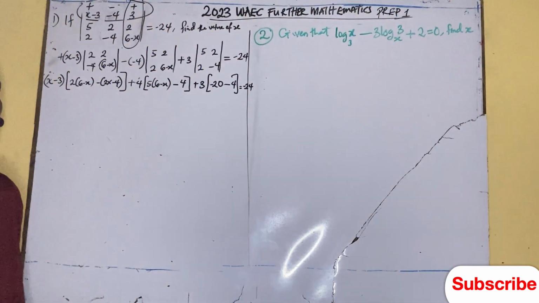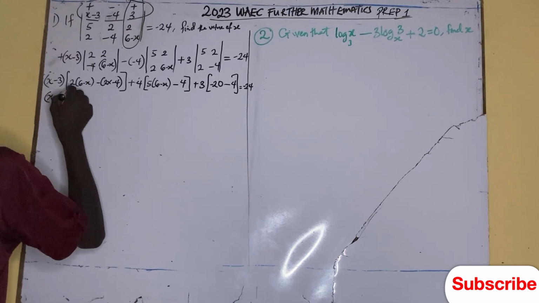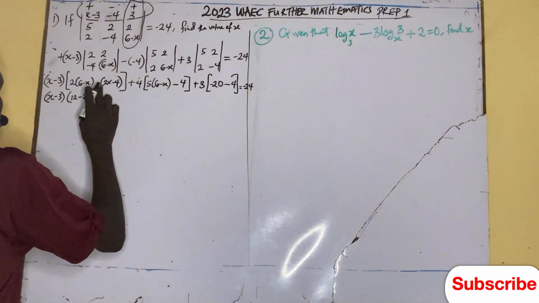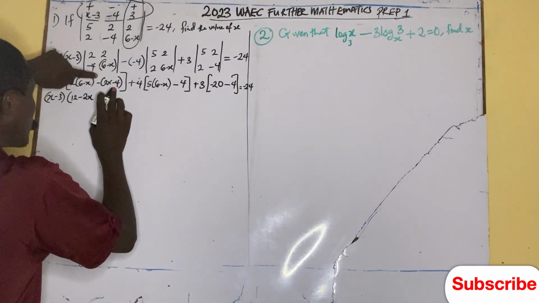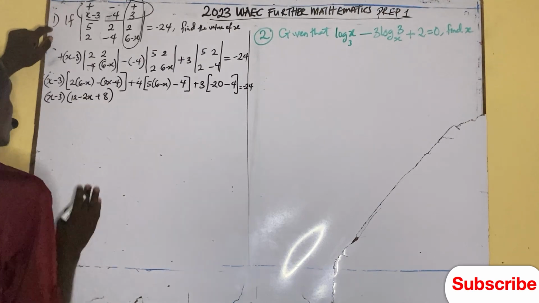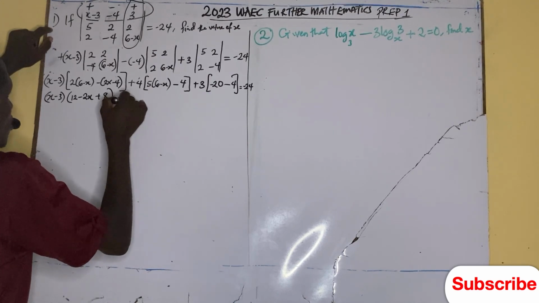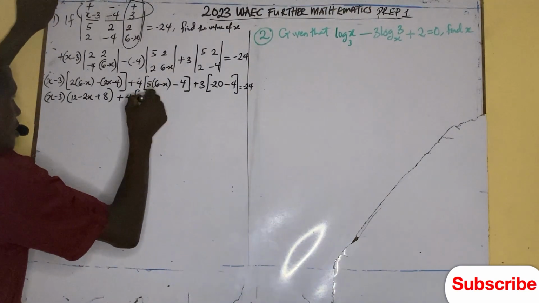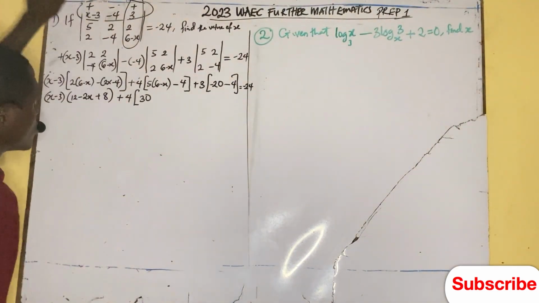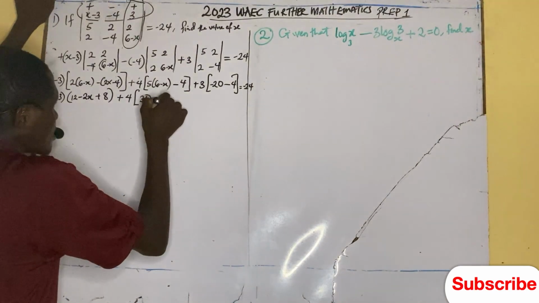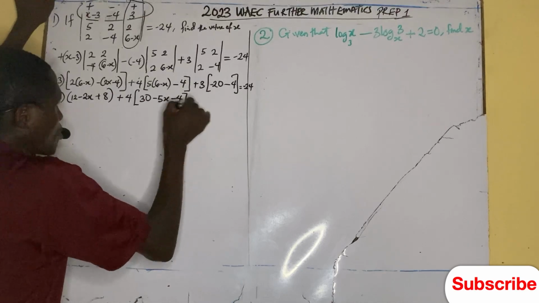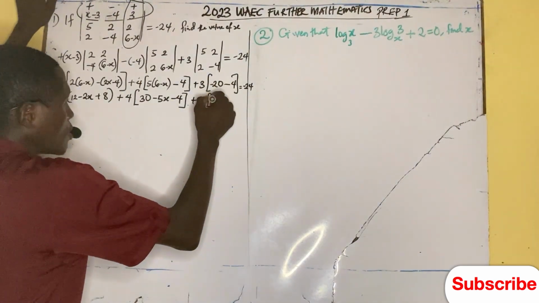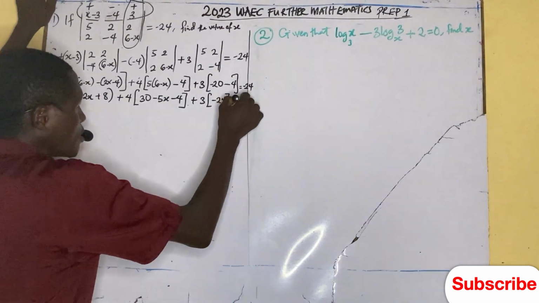All together, I believe so. We have what? x minus 3. 2 times 6 is what? 12, minus 2x. Minus, then 2 times minus 4 is going to give minus 8. Minus times minus will give what? Plus 8. So that one is that. Then we move to this one. Plus 4 open bracket, 5 times 6 will give us 30. Then 5 times x will give us minus 5x, minus 4. Bracket close. Then plus 3 open bracket, minus 20 minus 4 gives minus 24. Bracket will equal minus 24.